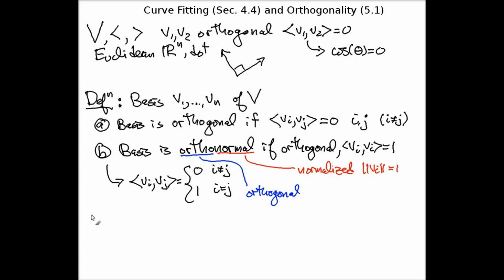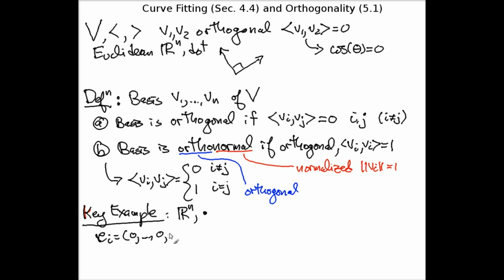And of course, there's an essential example of this. In some sense, the model on which this is built. The key example is Rn with the usual Euclidean inner product, and you let e_i be the standard basis, that is to say, e_i is the vector with a 1 in the ith place. Then the vectors e_1 through e_n, the standard basis of Rn, is orthonormal.